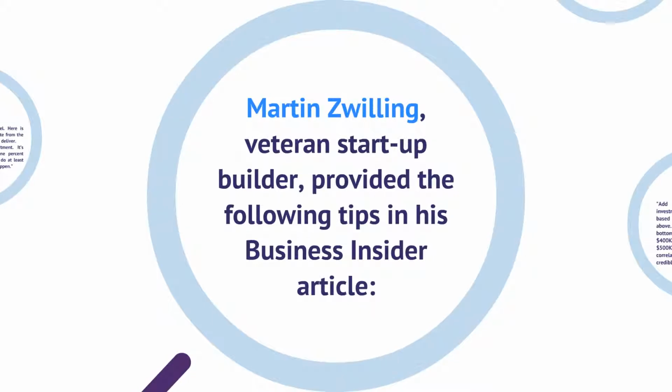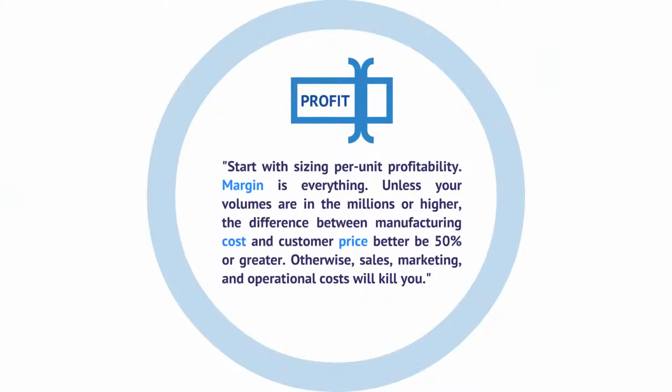Martin Zwilling, a veteran startup builder, provided the following tips in his Business Insider article. Start with sizing per unit profitability. Margin is everything. Unless your volumes are in the millions or higher, the difference between manufacturing cost and customer price better be 50% or greater. Otherwise, sales, marketing, and operational costs will kill you.